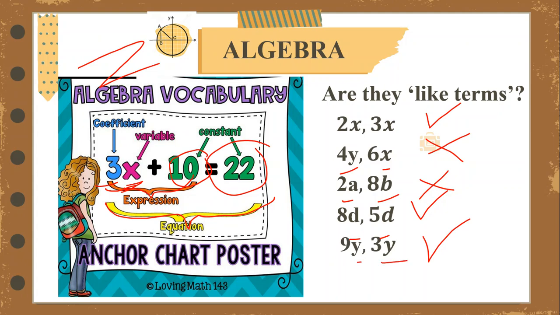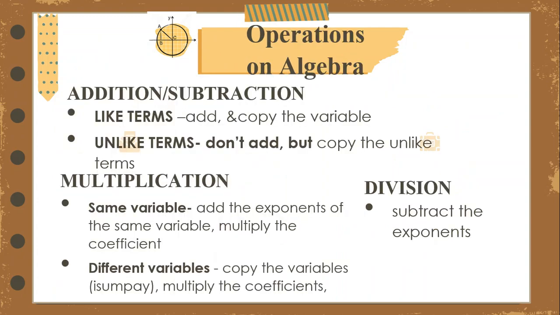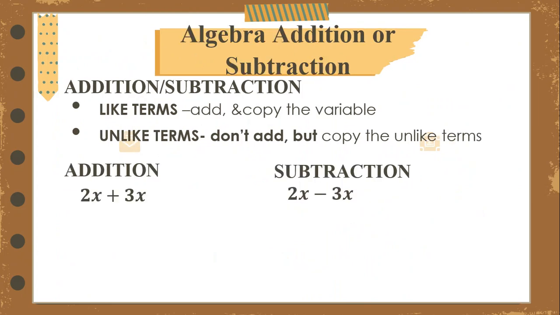I ask you about like terms because this skill is needed when adding or subtracting algebraic terms. In adding or subtracting algebra, for like terms, add and copy the variable. For unlike terms, don't add, but copy the unlike terms. So, example, 2x plus 3x, are they like terms?